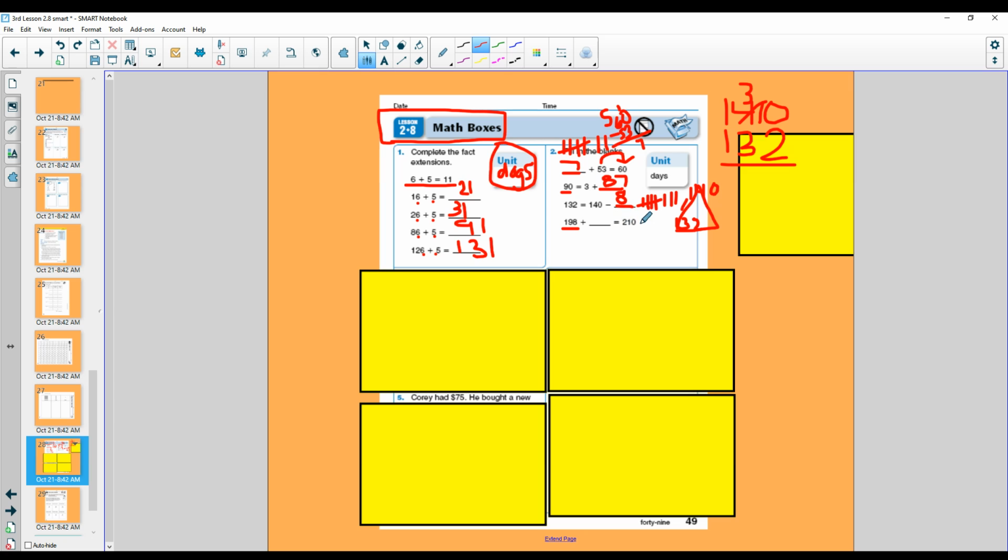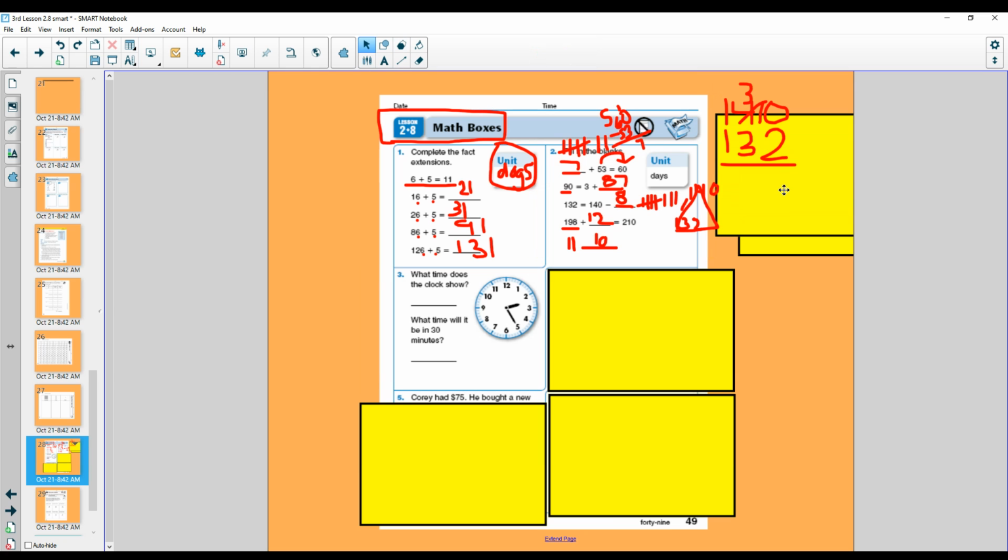198 plus what gives us 210? 198, 199, 200. And we need 10 more, don't we? So 10 plus 2 gives us 12. Good mental math there to make it faster for ourselves.